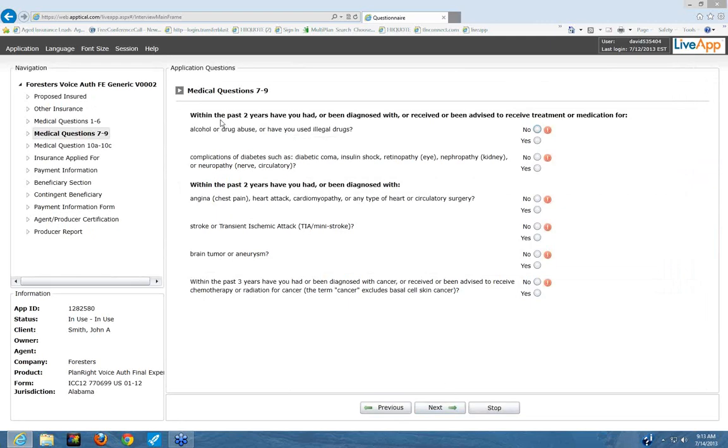Have you ever, in the past 2 years, Mr. Smith, have you ever been diagnosed with or received or been advised to receive treatment for medication for alcohol or drug abuse or illegal drugs? Now, folks, when they have diabetes, this question is important. When they take the pill, most of the time, rarely do they have retinopathy or nephropathy or neuropathy, okay? People that are insulin dependent, that's when you get like 50 to 60% of the time, they do have this. So, unfortunately, a lot of folks don't even know that they have retinopathy.